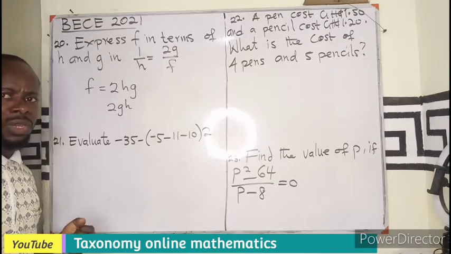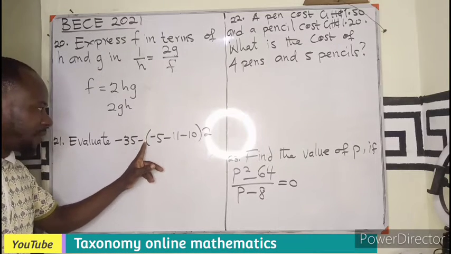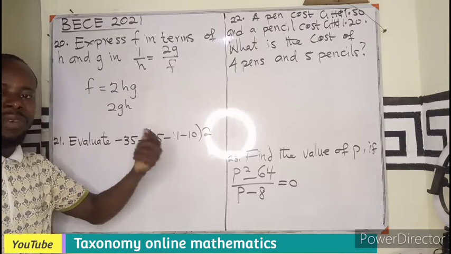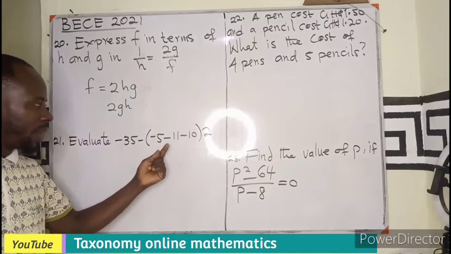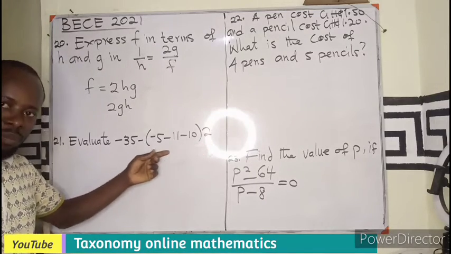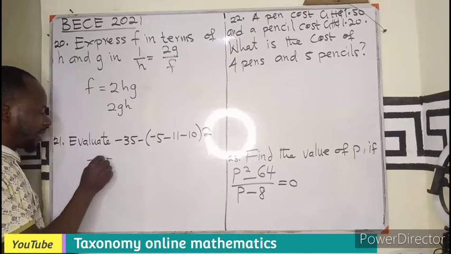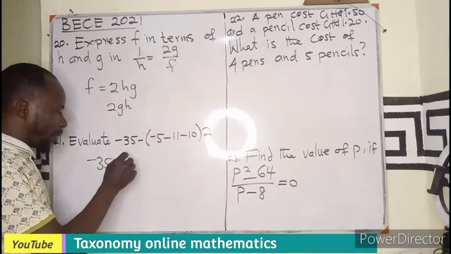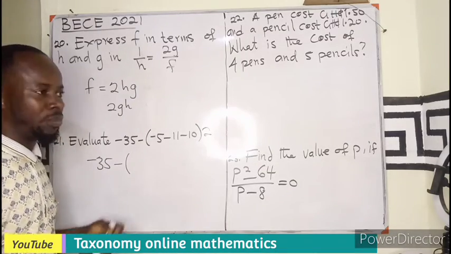So this question is on integers. What do we want to do? We always have to solve the one in the bracket first. Don't forget the bracket is also having a factor multiplying it. 2 is multiplying the bracket. So I maintain my negative 35 minus, let me go into the bracket and perform the addition or the subtraction.